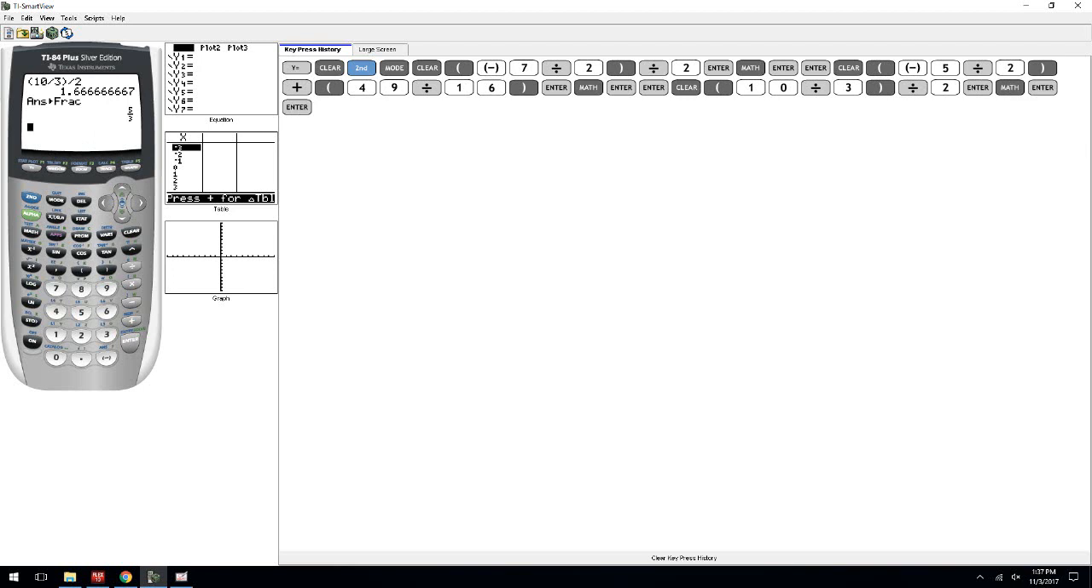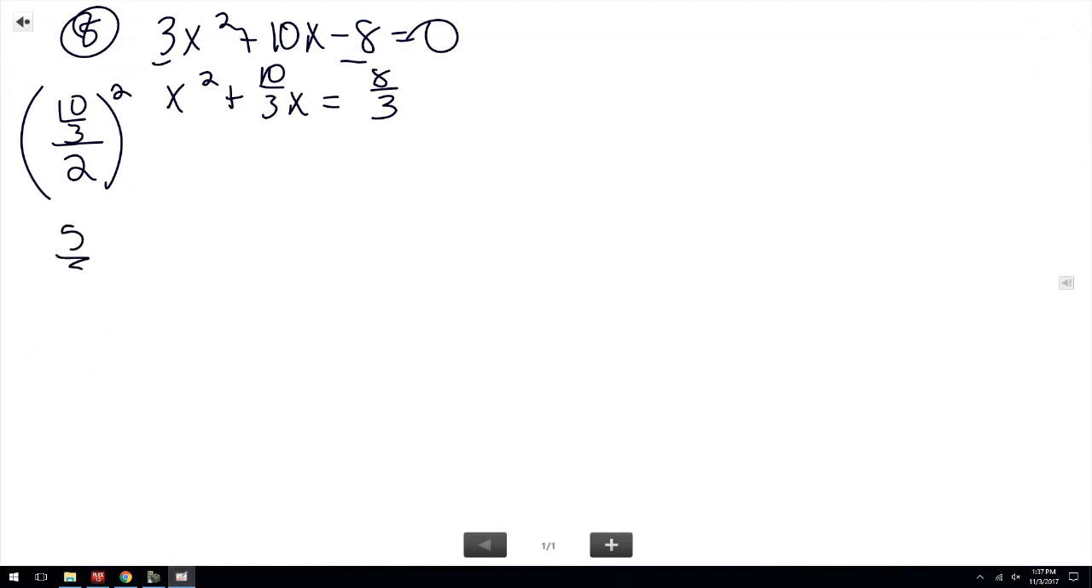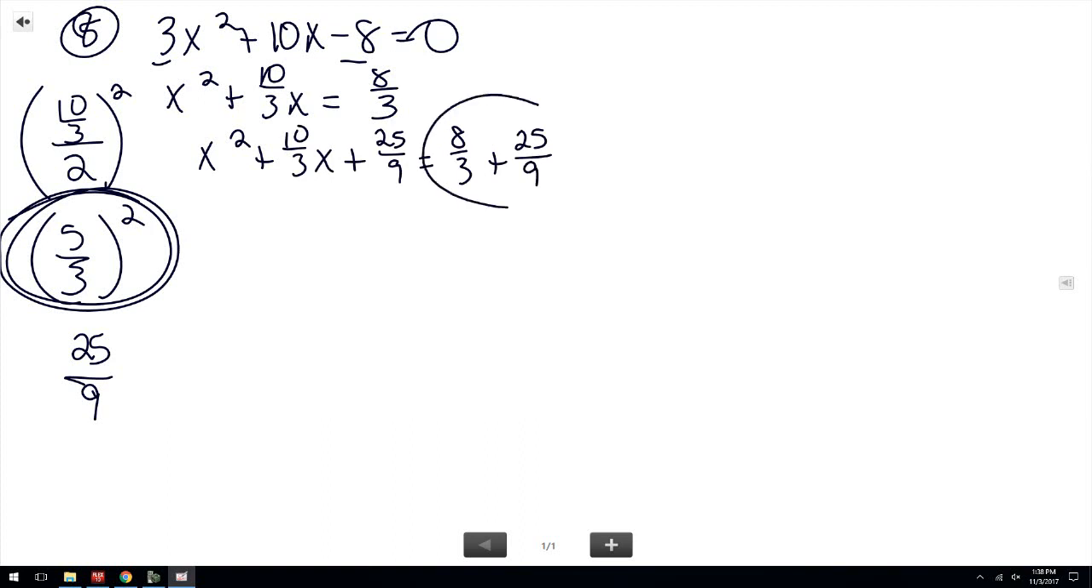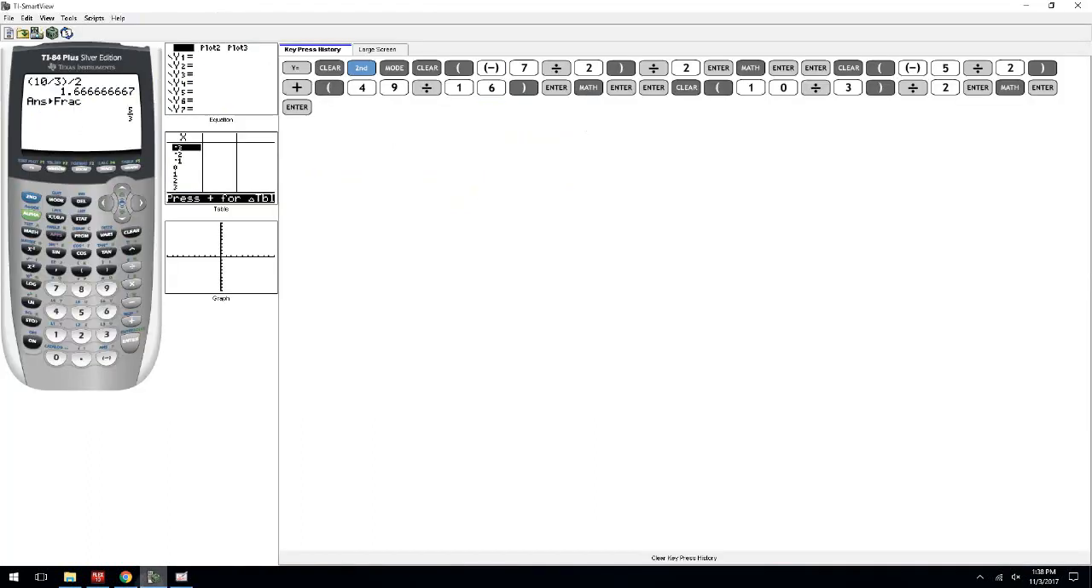Are you okay? Alright. So we get 5 over 3 squared, which is 25 over 9. Anybody lost? Alright, here we go. Add that to both sides. 8 over 3 plus 25 over 9. Make sure you put them both in parentheses.